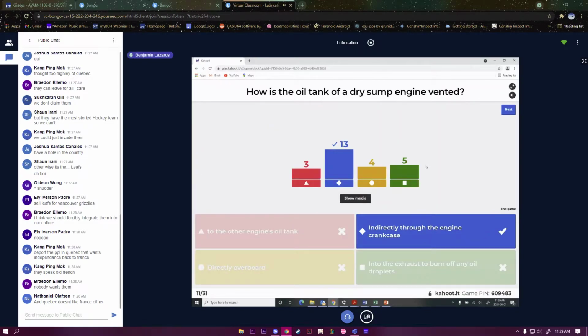Right, oil tank vented through the crankcase. That might be good to know.